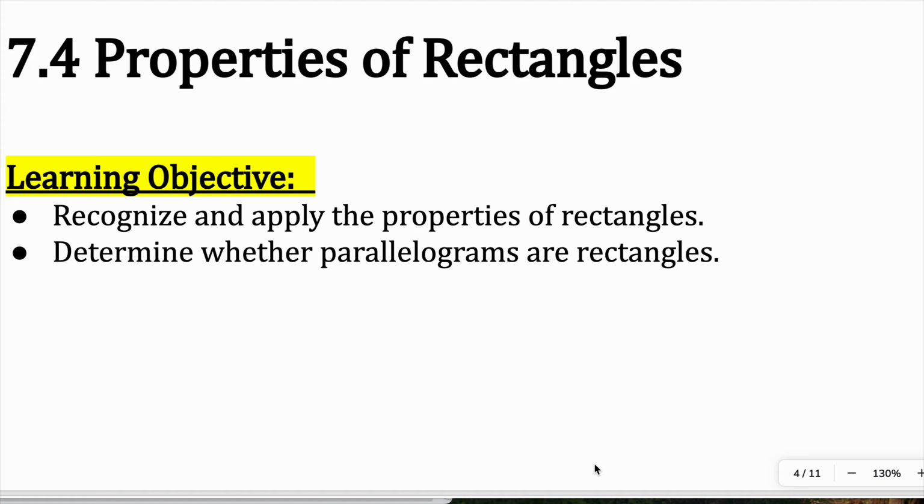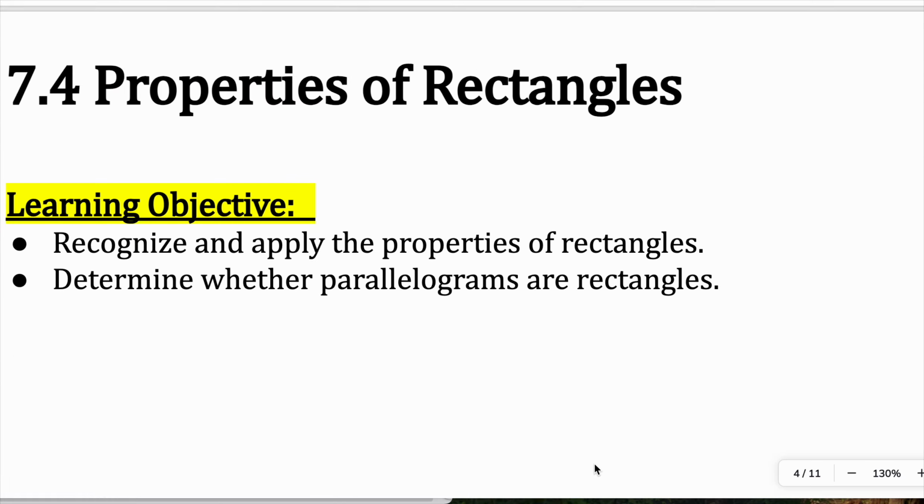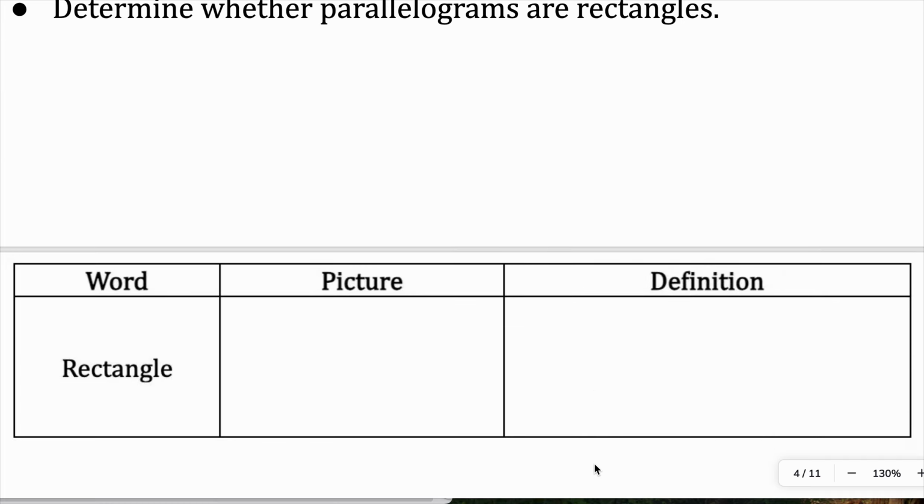Today we're looking at lesson 7.4, properties of rectangles. We'll be able to recognize and apply the properties of rectangles and determine whether those parallelograms are actually going to be a rectangle. If you haven't by now, you need to check out my previous video 7.2 about what is a parallelogram before you decide to solve for this one. If you are ready, let's go ahead and get started.